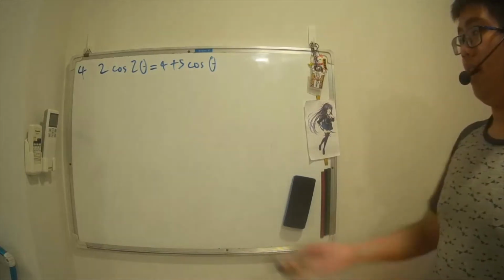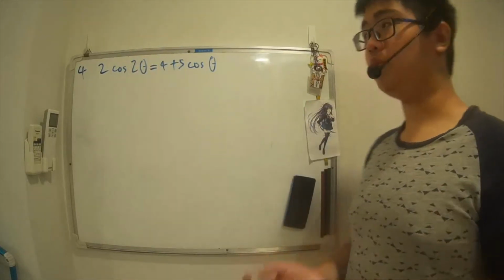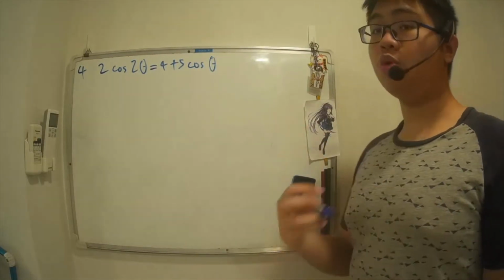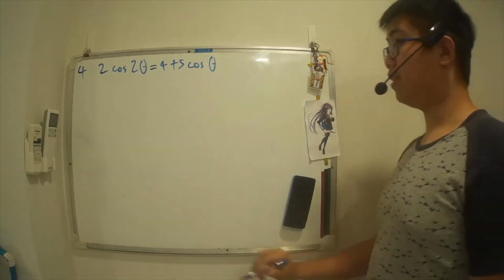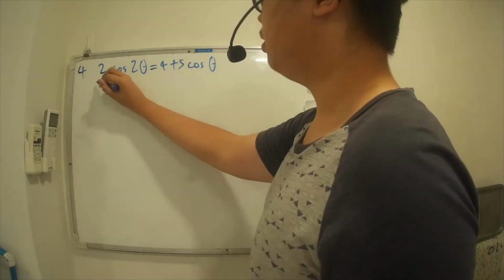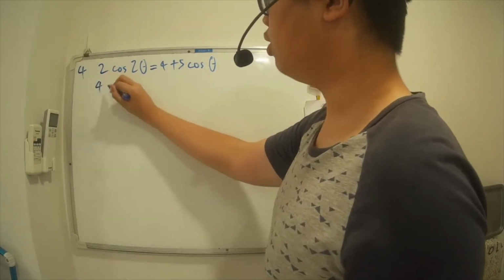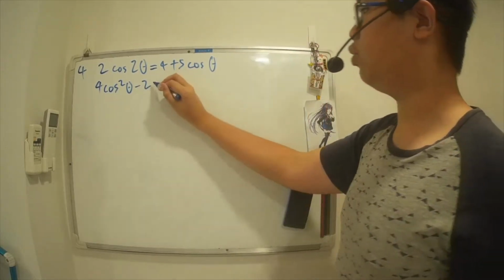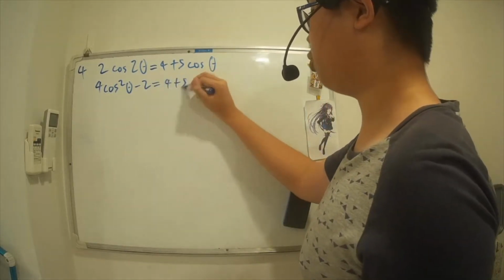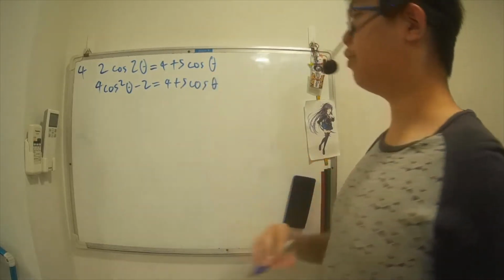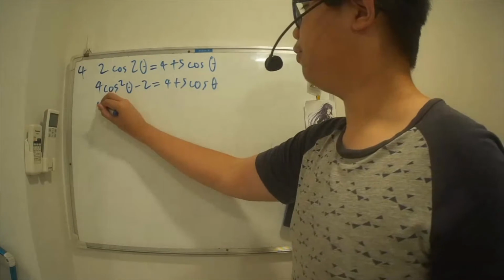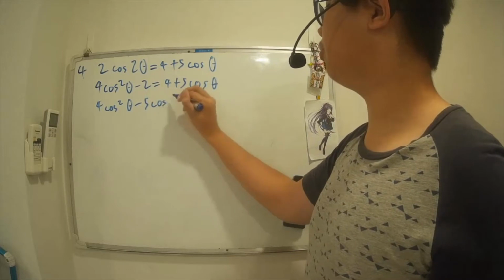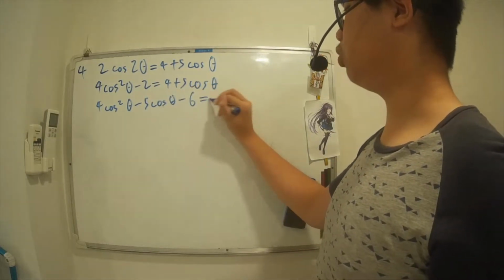But there are 3 different formulas for this, right? Which do we choose? Well, we have this cosine, right? So we want everything to be cosine. So let's use 2 cosine squared theta minus 1. Okay? So let's change this to 2 times of 2 cosine squared theta. So 4 cosine squared theta minus 2 is equal to 4 plus 5 cosine theta. Right? And then of course, this just becomes a quadratic equation. 4 cosine squared theta minus 5 cosine theta minus 6 is equal to 0.